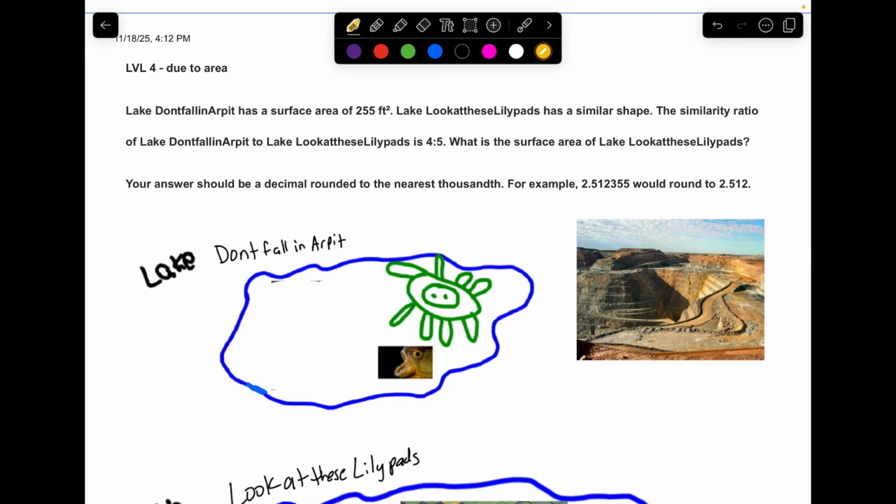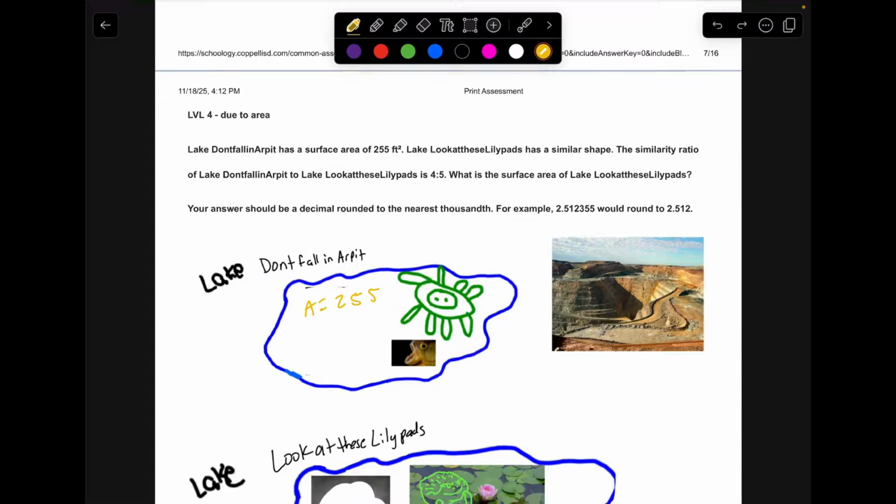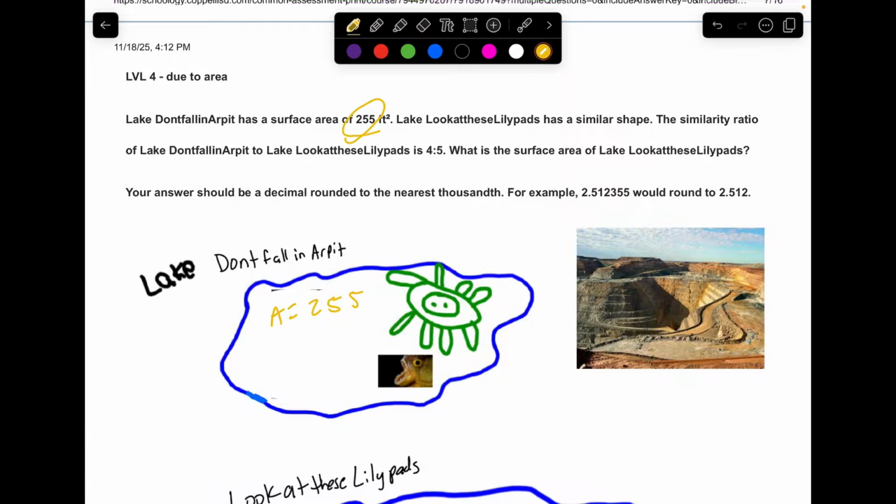It says, Lake Don't Fall in Our Pit has a surface area of 255. So I'm going to say the area here is 255. The number of students that I have seen write the wrong number. This is 255. It is not 225. I see it nonstop. It's not something that happens all the time, but for when I give 255, this number specifically, I see 225 all the time. I don't know. It's weird.